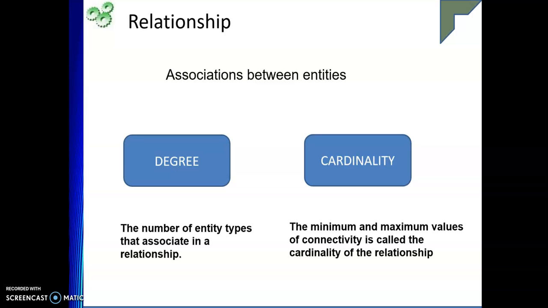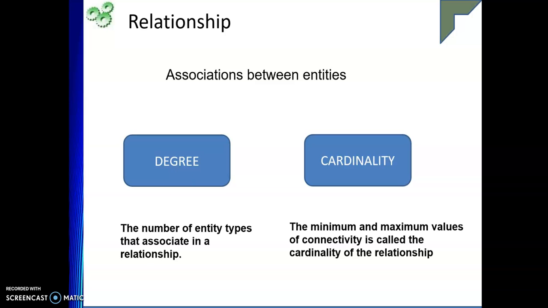So the association between entities is called a relationship, and we look at it in two ways. One is the degree, where we talk about how many entities are associated with the relation. Another is the minimum and maximum values of the connectivity. Or you can say the minimum or maximum instances of the entity which has connectivity in that particular relationship itself. So cardinality will be associated with each degree.